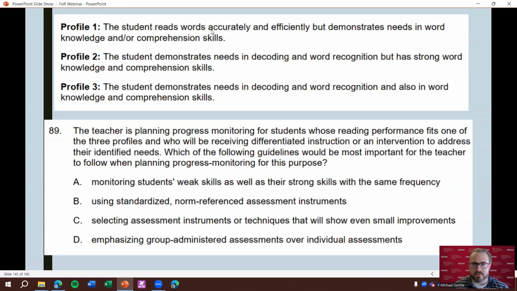So profile 1 is we have a student that's reading words accurately, but not understanding them. Profile 2 is we have a student that understands and has a lot of background knowledge and comprehension skills, but they can't decode. They're like the opposite, right? This student decodes but doesn't know what they read. This student knows a lot of words but can't sound them out and decode. And then profile three is the student that needs help in both. All right, now try to answer 89 on your own. Pause here.